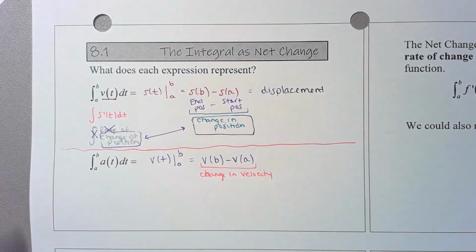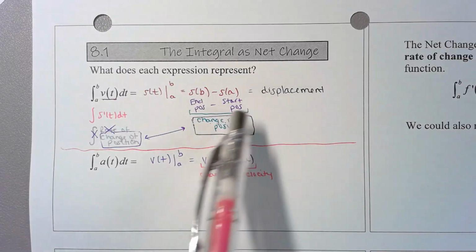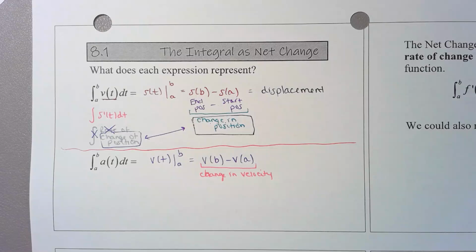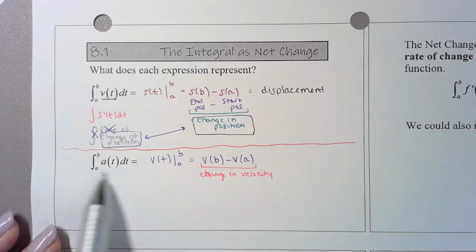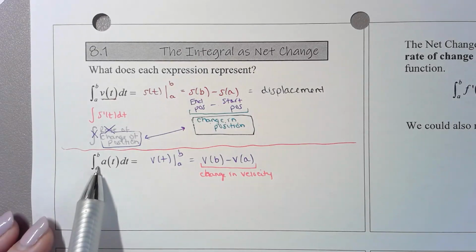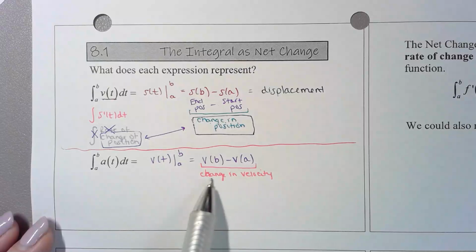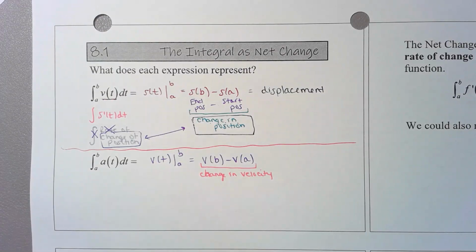And we don't have a word for that, right? Displacement is very specific to meaning the change in position. But the change in velocity, we don't have a word for that. So, okay, fine. But what this value would represent, whatever we get for this answer, it would tell us how much the velocity increased or decreased over that time period.